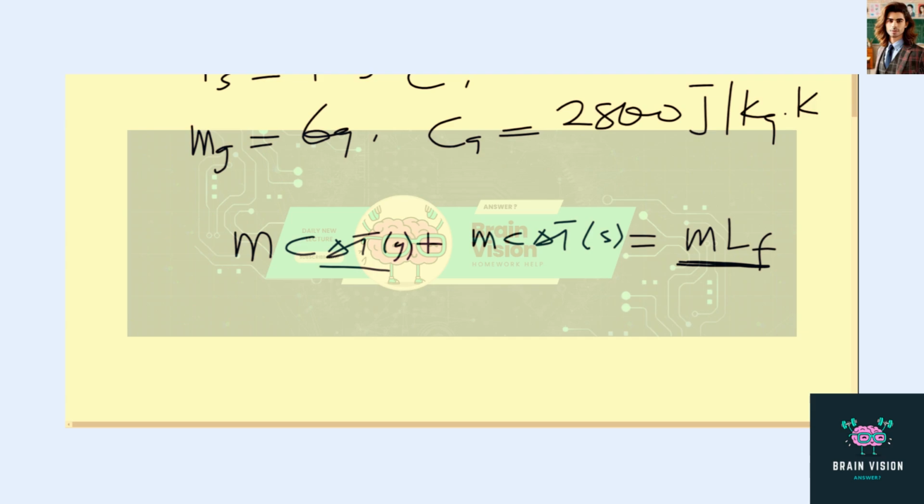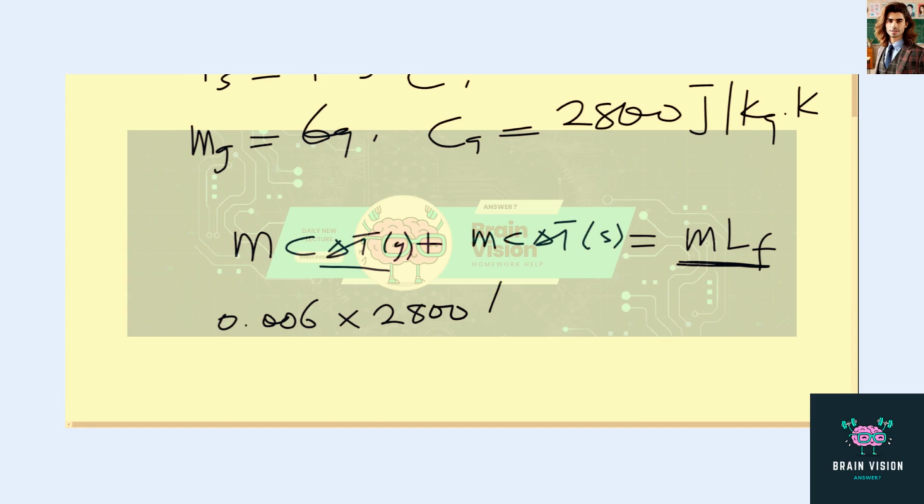Now, let's move on. We have the mass of the glass to be 6 grams, and 6 grams when you convert to kilograms should give you 0.006 kilograms. So I've converted straight away. You can sit down and go through how to convert from grams to kilograms. So 0.006 times the specific heat capacity of the glass, which is 2800.